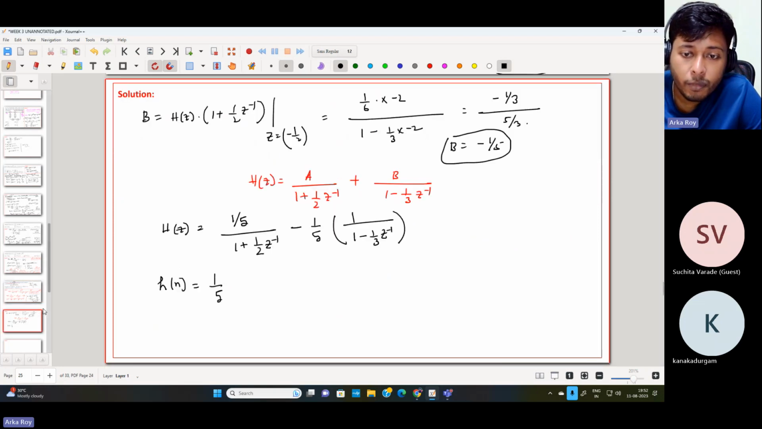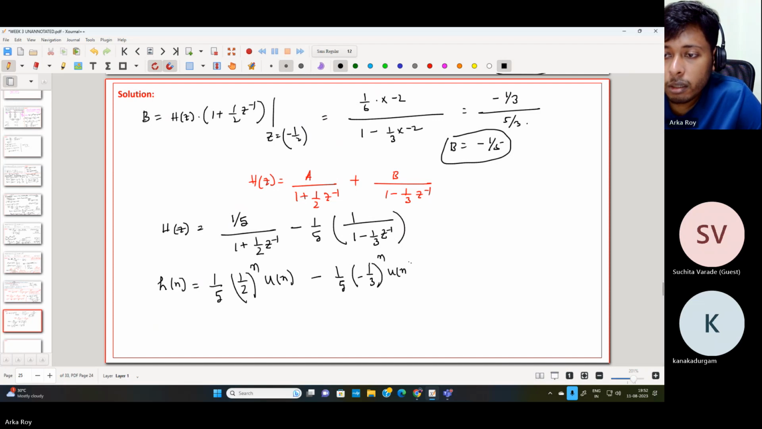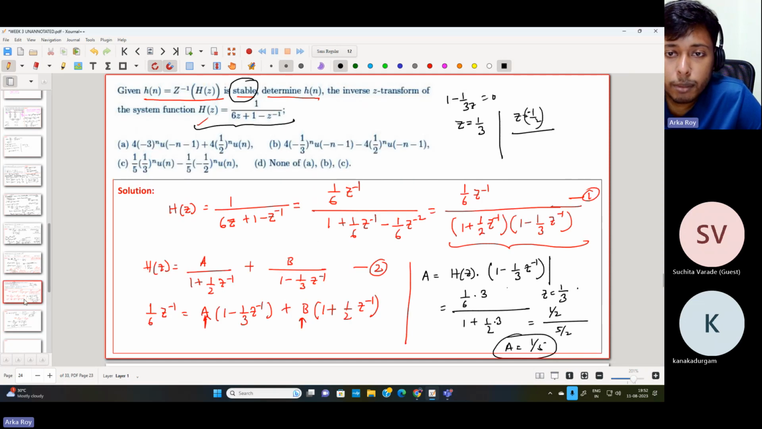Therefore, this will be 1 by 5 multiplied with 1 upon 2 whole to the power n u[n] minus 1 by 5 minus 1 by 3 whole to the power n u[n]. So this is the solution. So let me see the answers.